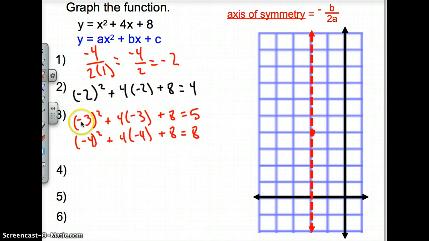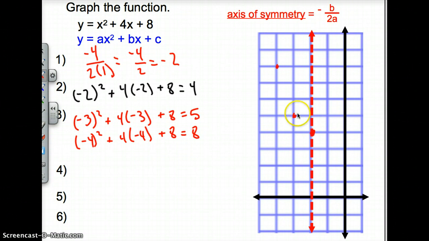So now the first point I picked, where I put in negative 3 for x, I got 5. So I'm going to go over from my origin, 1, 2, 3, and then go up 1, 2, 3, 4, 5. Plot my point. And then the second point I picked was -4. So I'm going to go over -4, 1, 2, 3, 4, -4. Then what did I get when I plugged -4 in? I got 8. So I'm going to go up 5, 6, 7, 8 and put a point.